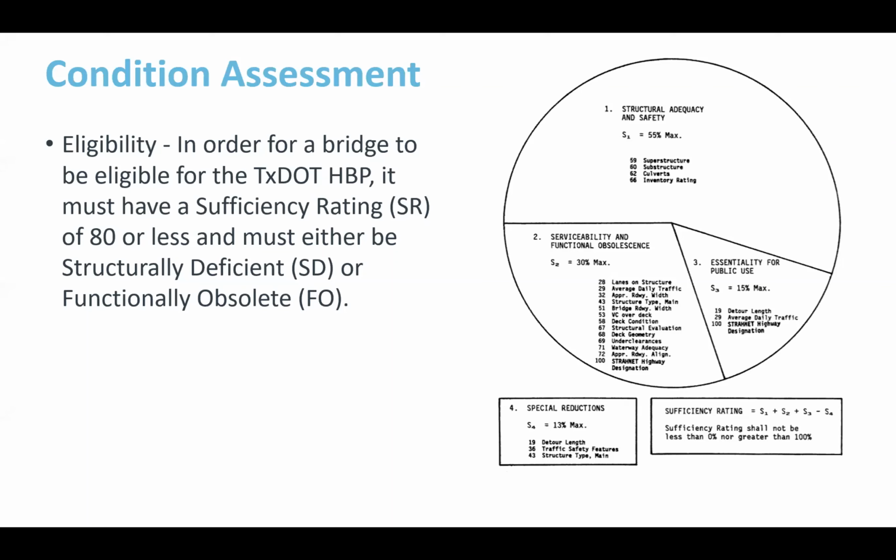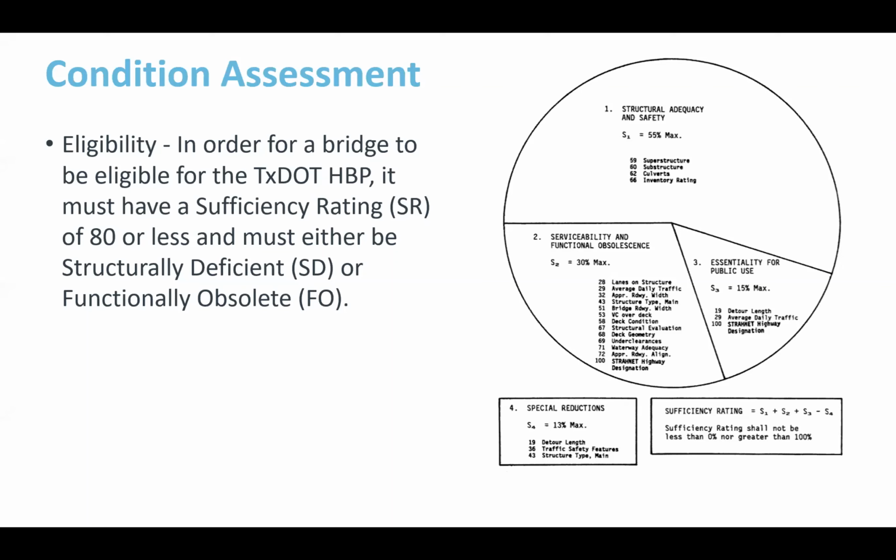So you say, well, what is the sufficiency rating? Well, it's complicated, but I'll try to boil it down for you on the right-hand side here. This pie chart is showing different criteria to look at in order to make this management decision. So first and foremost, sufficiency rating is the addition of S1 plus S2 plus S3 minus S4. You say, well, what are the S's? If you look in the pie chart, S1 is up at the top. It's criteria number 1, structural adequacy and safety. S1 is 55% maximum. So in other words, the maximum score you can get in this category is 55.